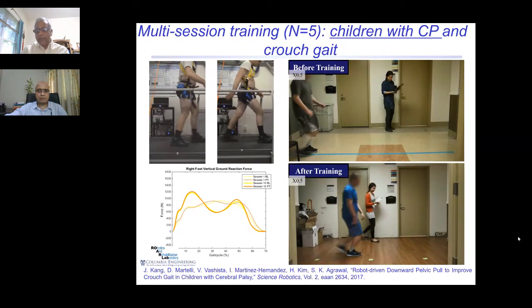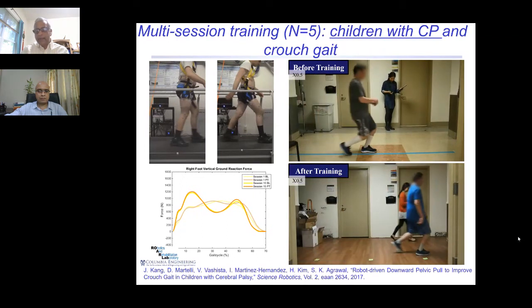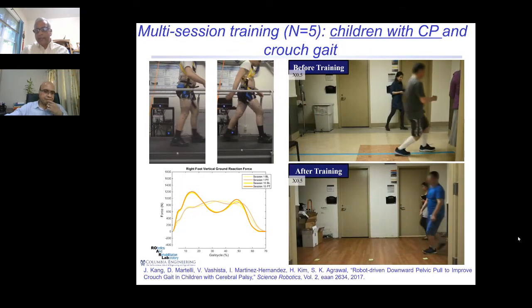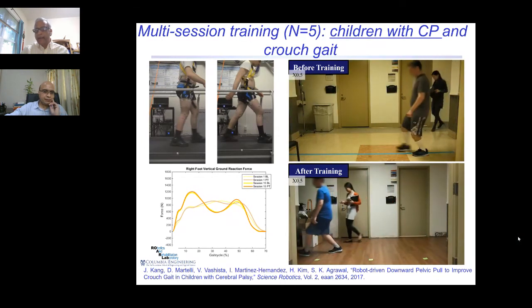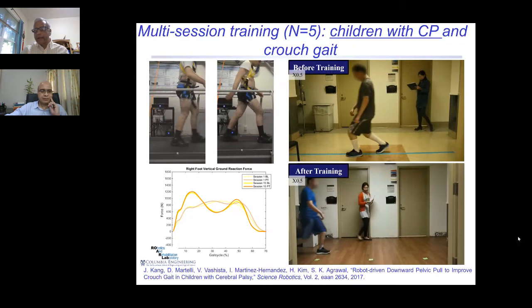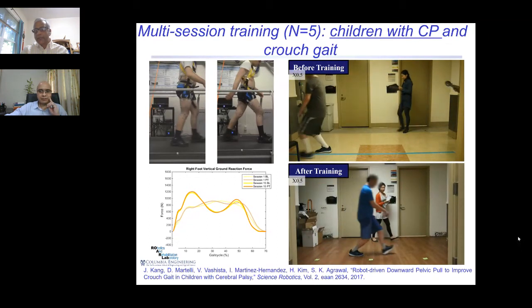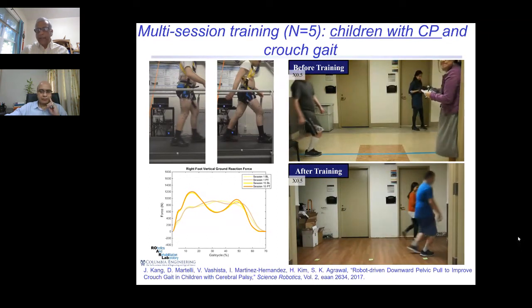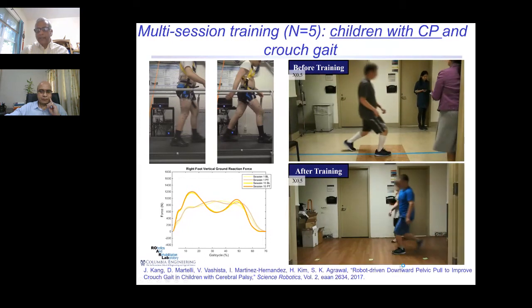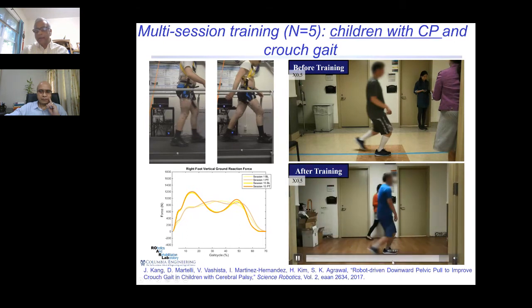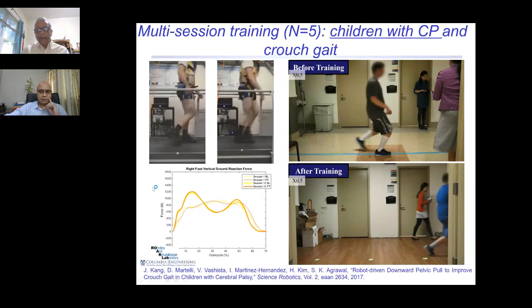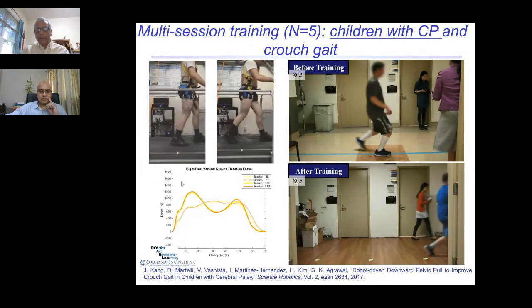This training was done over a 15-session period. And as you can see, the child is walking over ground after the training. You can see a lot of difference in terms of improvements in the posture of this child. The girl out here, her name is Jion, and she actually conducted this study along with the device that Vineet had developed. So this is what the training looks like.